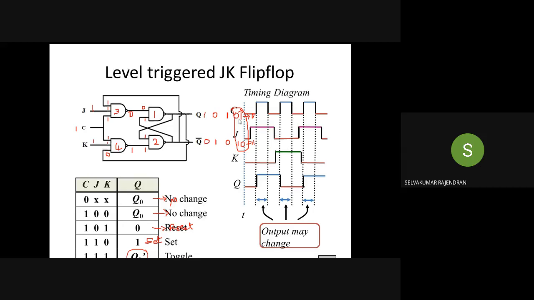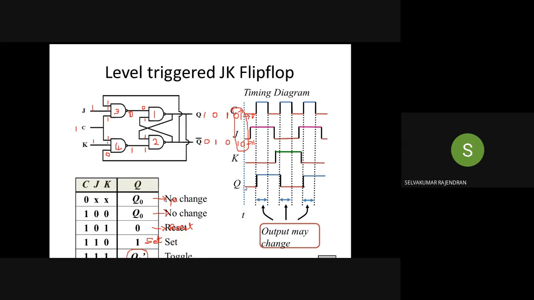So this is my table. These two conditions are the memory state, no change, no change. If Q goes to 0, that is reset. If Q goes to 1, that is the set condition. If the output complements the previous state output, that is the toggle condition, the toggle state. So this is the timing diagram. This is my clock signal, this is my input J, this is my input K.